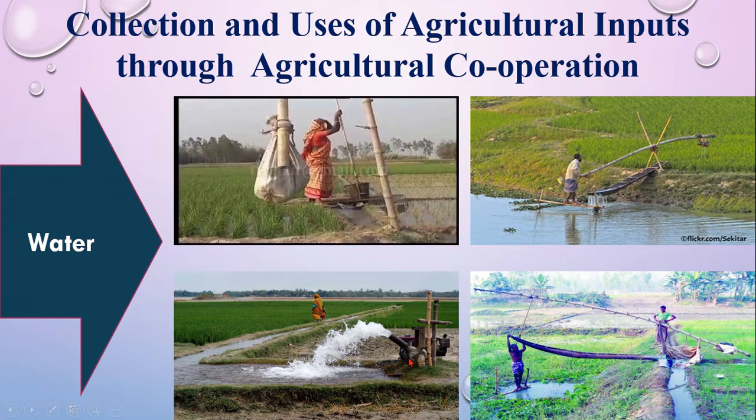But if you form a cooperation, an irrigation cooperative, then you can buy a pump, which is very expensive, and use it through this line to provide water to your land, because we know that water is very important for agricultural activities. It is not possible to carry out any agricultural operations without water.